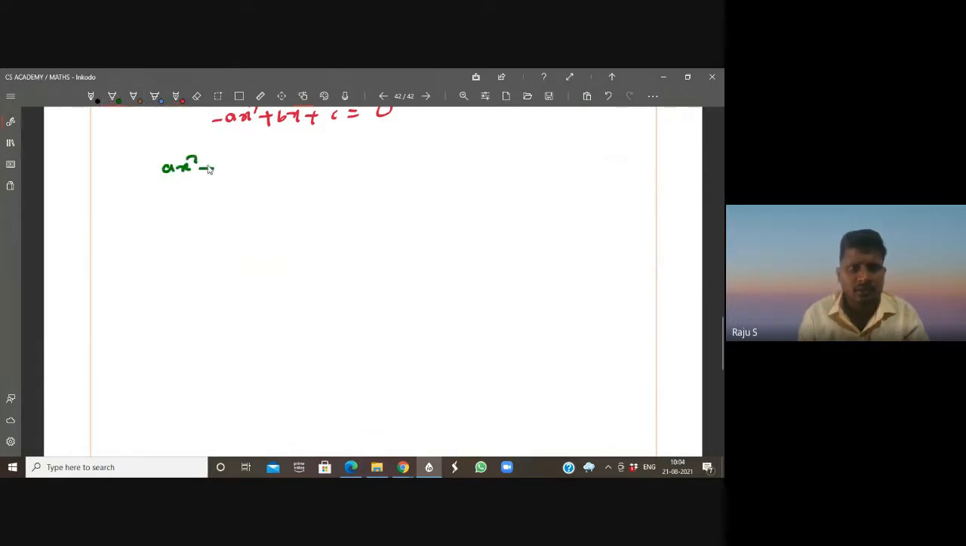Ax square plus bx plus c is equal to 0. So what are the roots I have taken here? Alpha comma beta. What is alpha plus beta? Minus b by a. Am I right? What is the product of the two roots? C by a. From this, can anyone tell what is alpha minus beta?